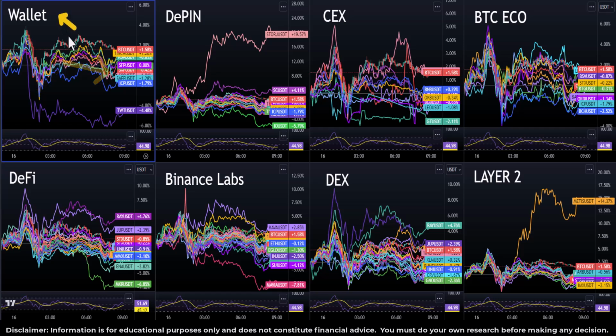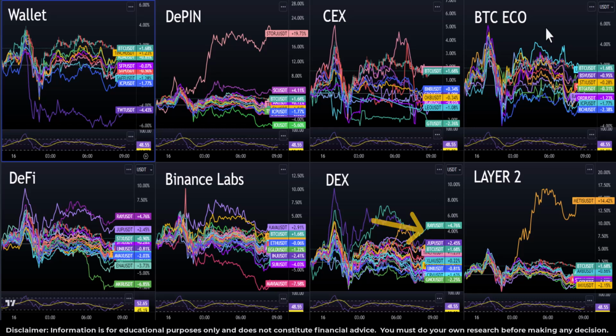And when we look at the wallets, we can see TWT Trust Wallet is whacked. What about DeFi? Well, Radium and Jup, not doing too badly. Maker just getting whacked on the bottom there. In DePIN, storage doing well, Node Storage and Sia Coin. We may see Sia Coin coming up in the next 24 hours. What about Binance Labs? Kava is up the top, Mavia down the bottom. Centralized exchanges, nothing really happening there. What about the DEXs? Radium doing nicely.